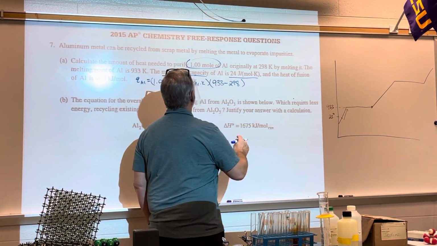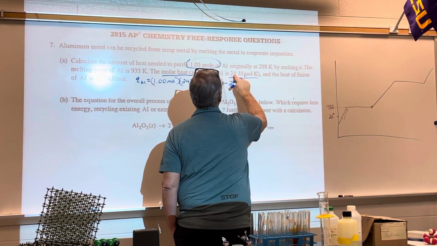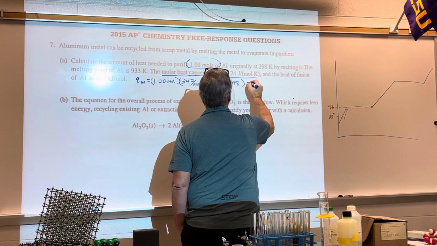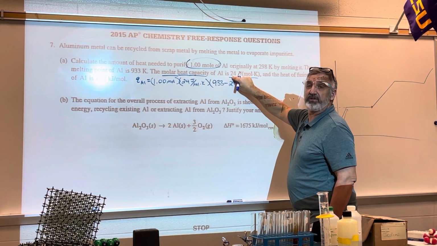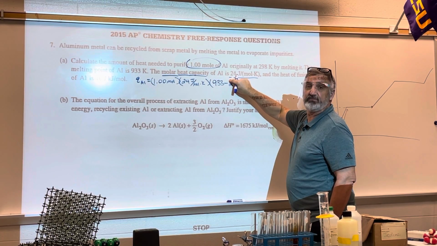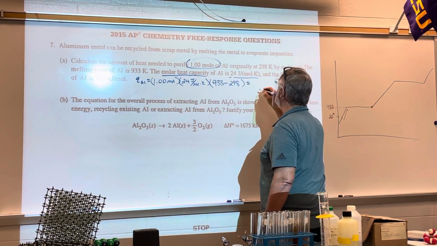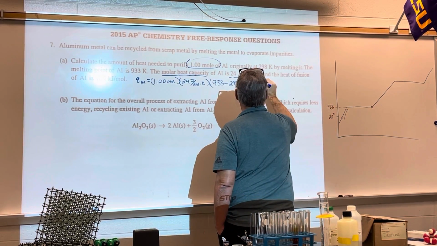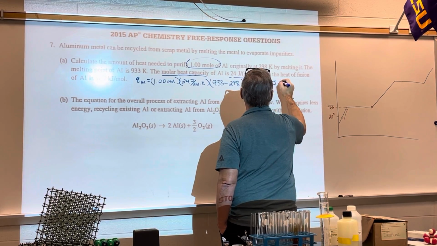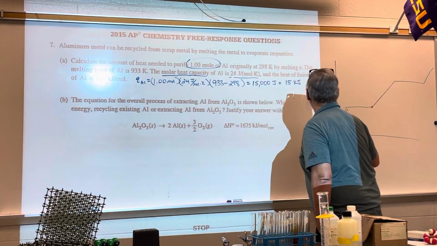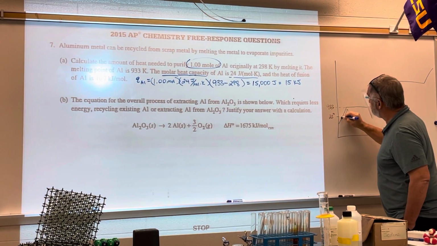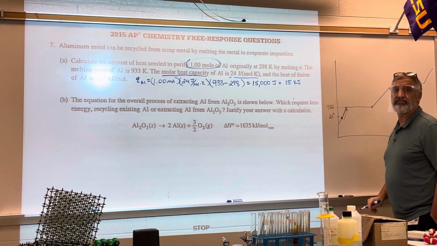15.24. Okay. That's in kilojoules. Okay, but do it in joules first. So, but this is only two sig figs. So it comes out to 15,000 joules, which is equal to 15 kilojoules. But that's just the energy it takes to get from here to here.